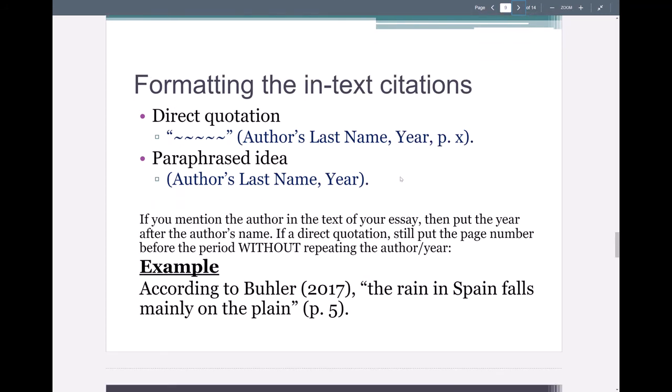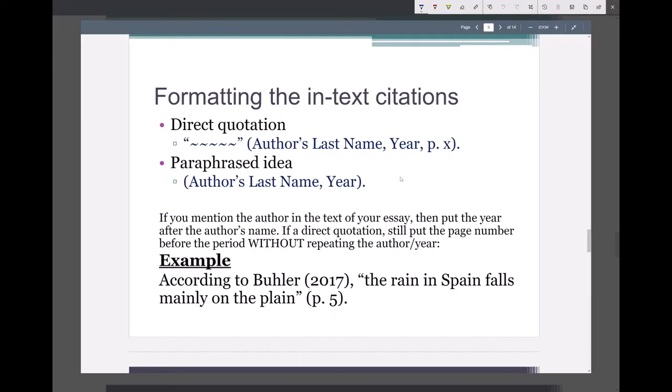Now, in terms of in-text citations, remember from your review, there are 2 main types of citations in the essay. So you can either quote. Remember, there are methods to do this. But make sure you include who, that's the author, when, that's the year, and the page number, that's the where.